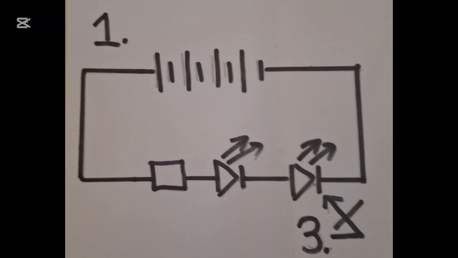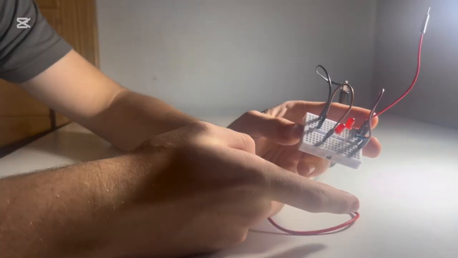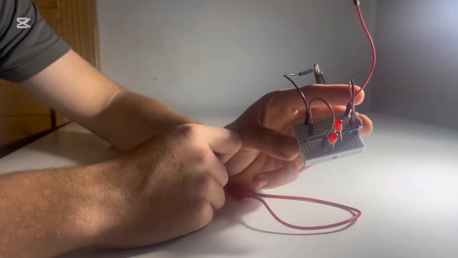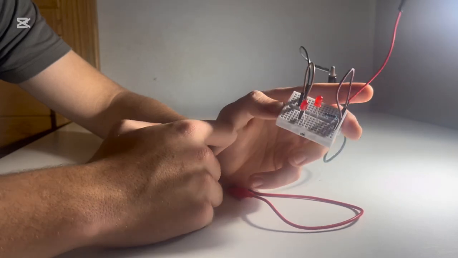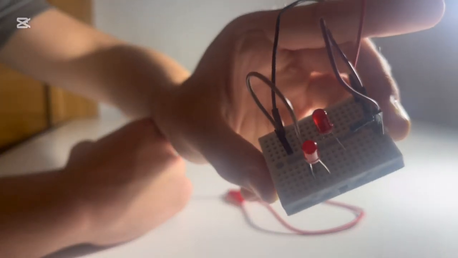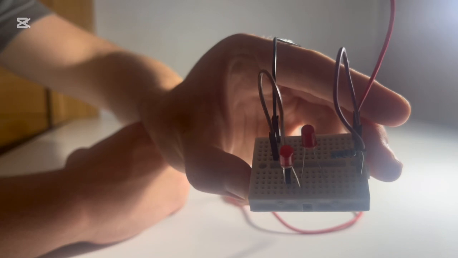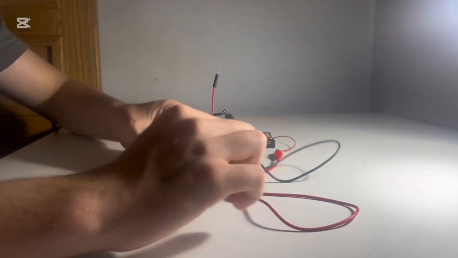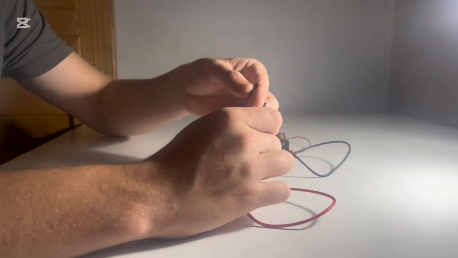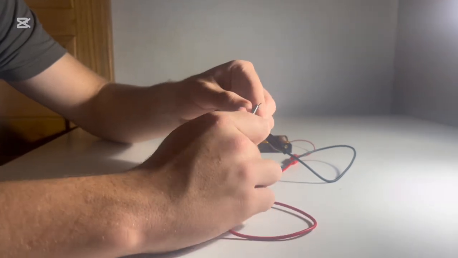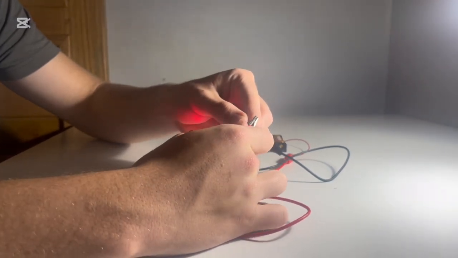First, we will look at a series circuit where components are connected in a single loop. We have constructed a series circuit with a 220 ohm resistor and two red LEDs. The whole circuit is switched on together and switched off together. This means that if one of the components stops working, there's also a break in the circuit, so electrons cannot flow, so this whole circuit will fail.